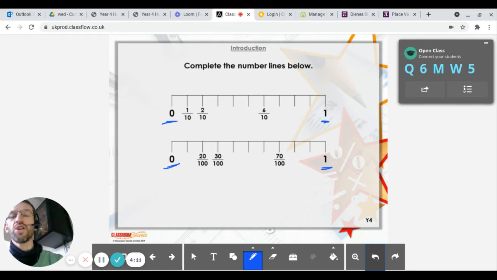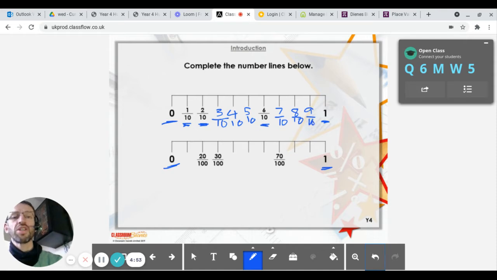0, 1/10, 2/10. I can see that the 10 is staying the same. Perhaps it would be 3/10. Is this going to work with our 6/10 here? Let's have a look. 3/10, 4/10, 5/10, 6/10. It works. So we're going to have 7/10, 8/10, and 9/10. Got to put the fraction underneath in each case.